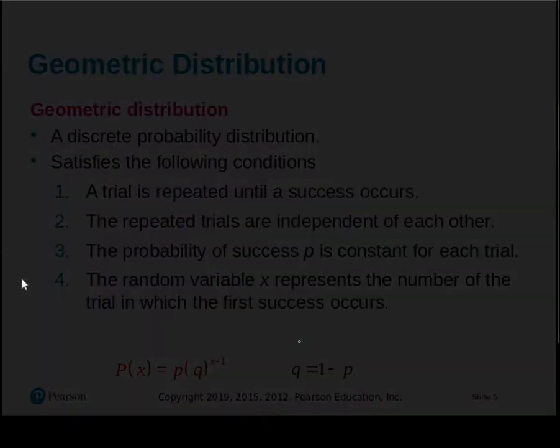So we'll rewrite this a bit, but what I want to do is compare it to our friend the binomial distribution, which we just did. The probability of the xth trial being the first success in a geometric distribution is P Q to the x minus 1.